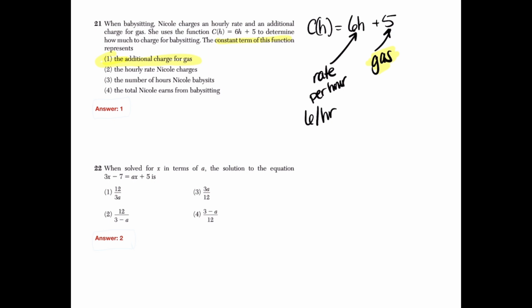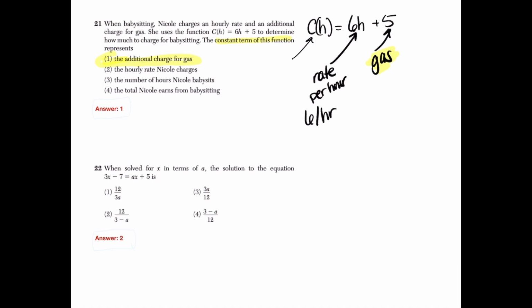All right. How do I know it can't be the other ones? Because I know that my constant can't be an hourly rate because I would have had a variable next to it. I know that it's not the number of hours because that would have been a whole term. And it's not next to her rate. And it's not the whole total because the whole total would have been the C of H.